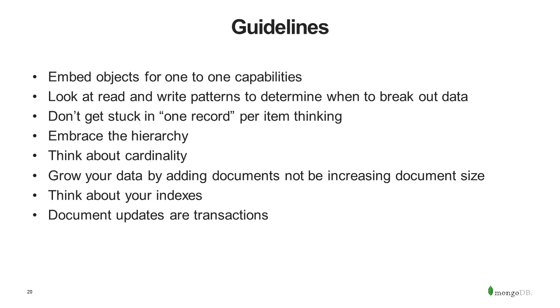10s to 20s of tables can reduce to 1 or 2 collections because that implicit denormalization you get from embedding objects means you start losing a lot of the joins and tables you've exploded. Don't get stuck in one record per item thinking. It's often more efficient to batch records together so that you're retrieving single documents. Again, look at the read and write patterns to work out when it's appropriate to do this and when you should batch up. Embrace your hierarchy. Think about the depth of the objects and the way in which they're represented in the code in your application.